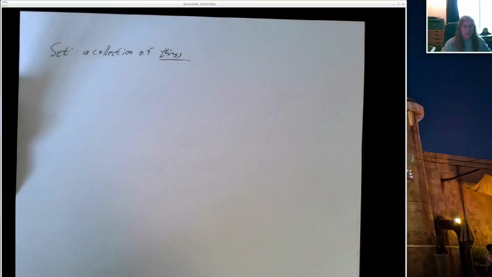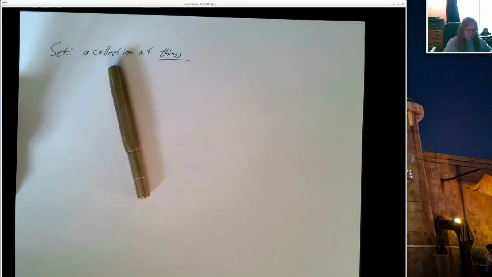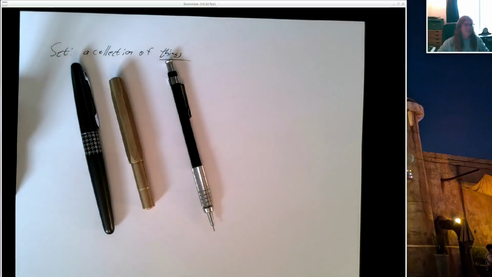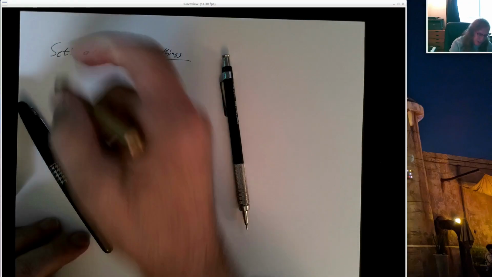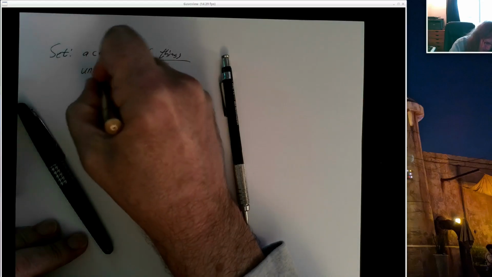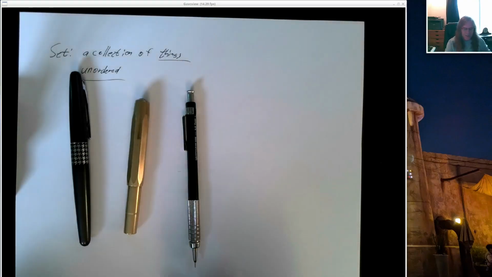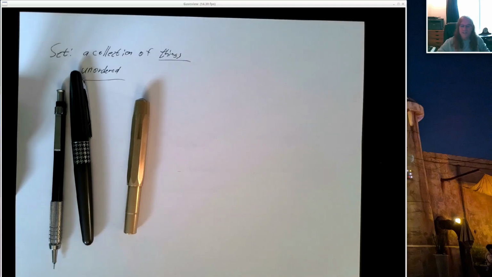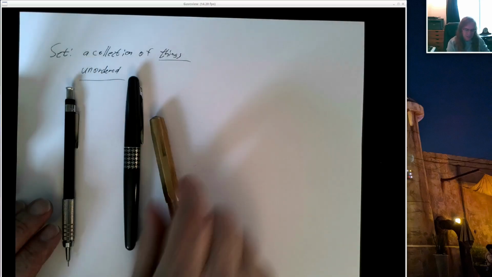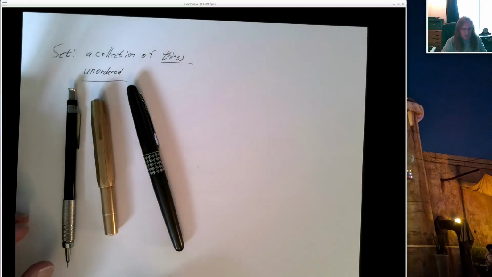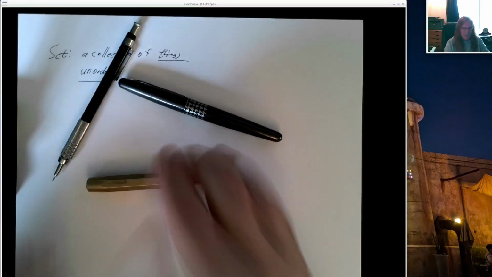And the word things here is kind of interesting. But for example, here's a set of writing instruments. I've got a long pen, a short pen, and a mechanical pencil. So that's a set of three things. An important thing to keep in mind is this is an unordered collection of things. If I do this, I've got exactly the same set, even though the pencil comes first, and then this pen, and then the brass pen. Or if I put this in the middle, it's the same collection of three things. The order doesn't matter at all.